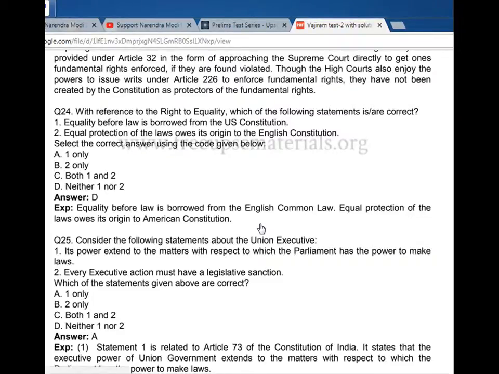So equality before law is borrowed from the English common law. Equal protection of law had its origin in the US Constitution, the American Constitution, not the English Constitution.